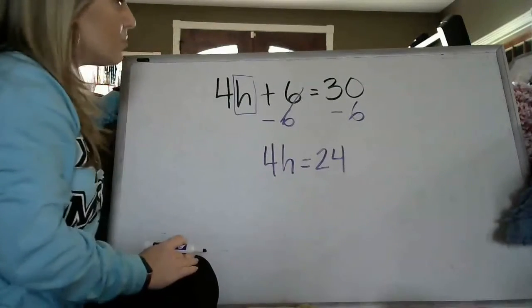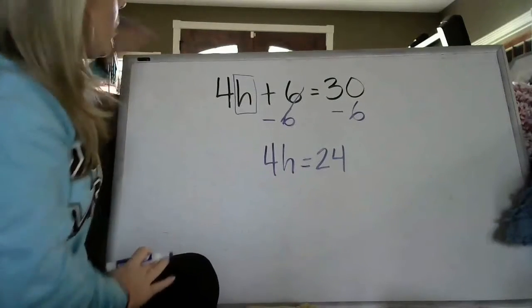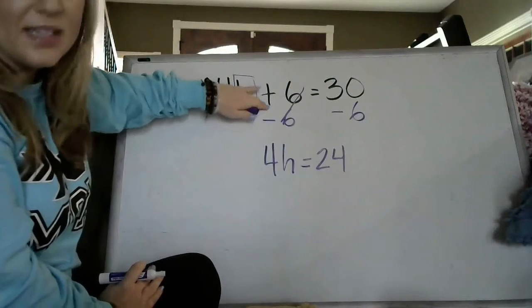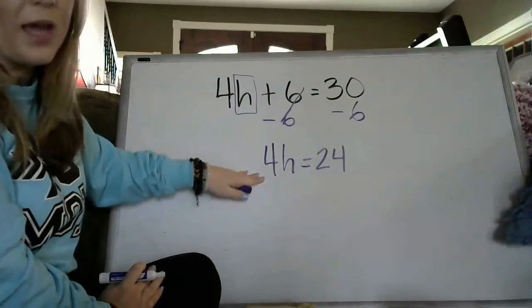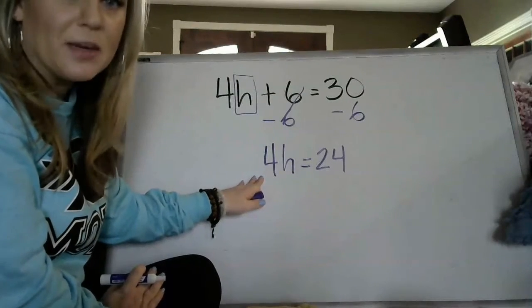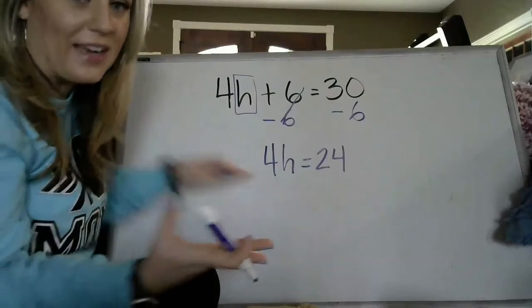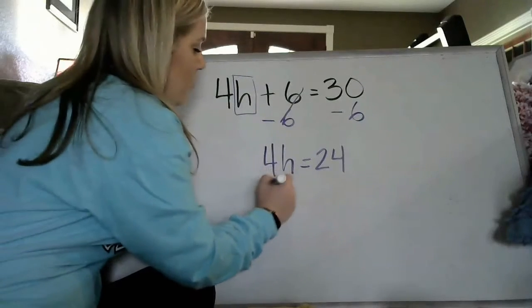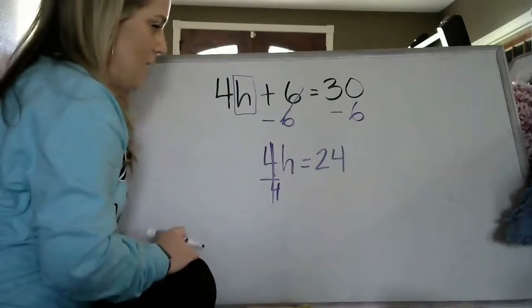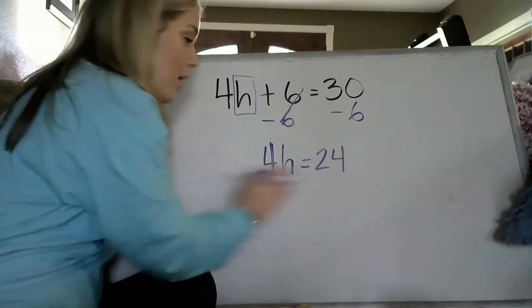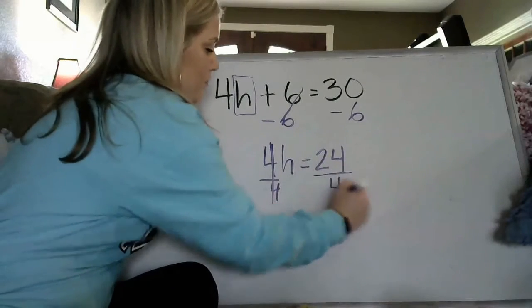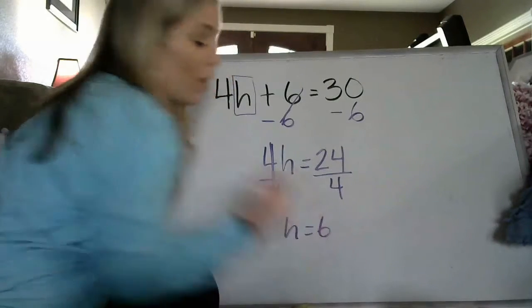All right, now just like up here, when I subtracted 6, when I undid the plus sign, I've got to undo the multiplication sign. Well, what's the opposite of multiplying? Dividing, okay? So I'm going to divide by 4, and that cancels out. So if I divide this side by 4, I've got to divide this side by 4. So h equals 6. But we're going to check it.